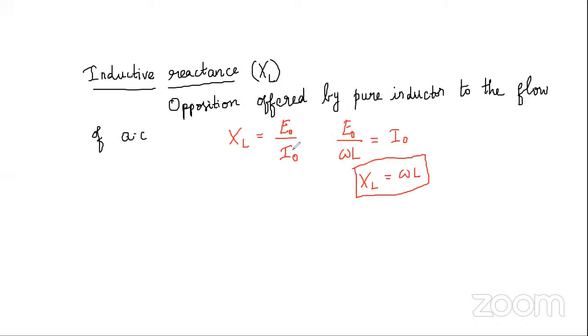So here XL equal to E naught by I naught. This I naught can be taken to the other side, omega L here. So XL equal to omega L. This is the expression for inductive reactance. SI unit is ohm. And here we have omega equal to 2 pi f, where f is the frequency. So using this, XL is equal to 2 pi into f into L.